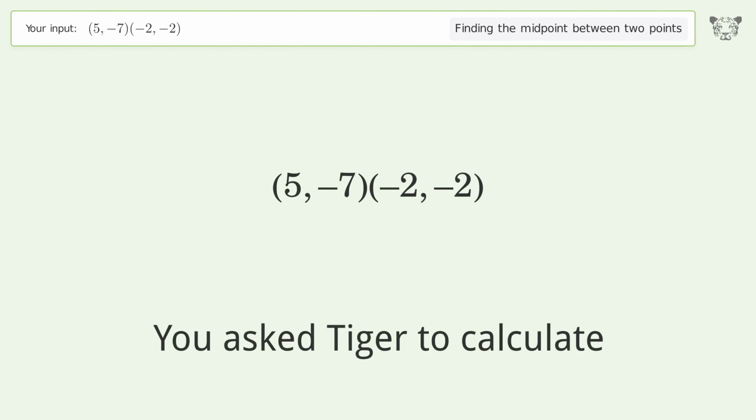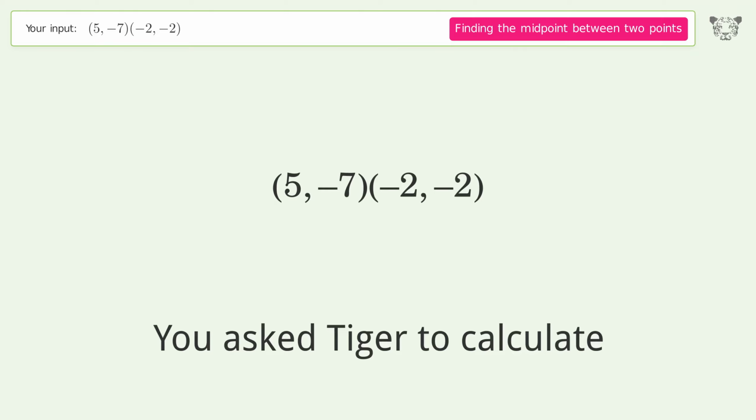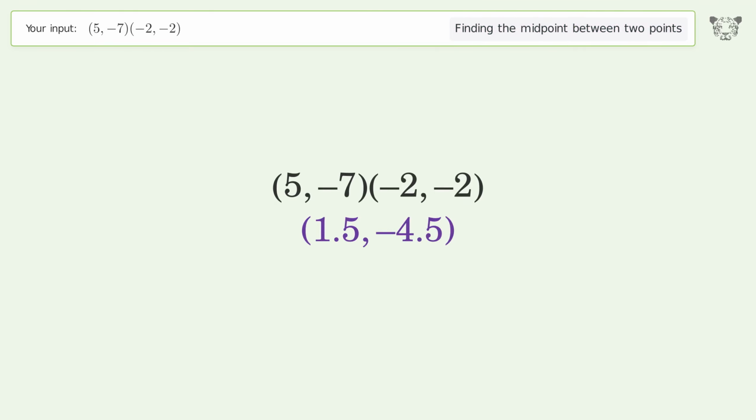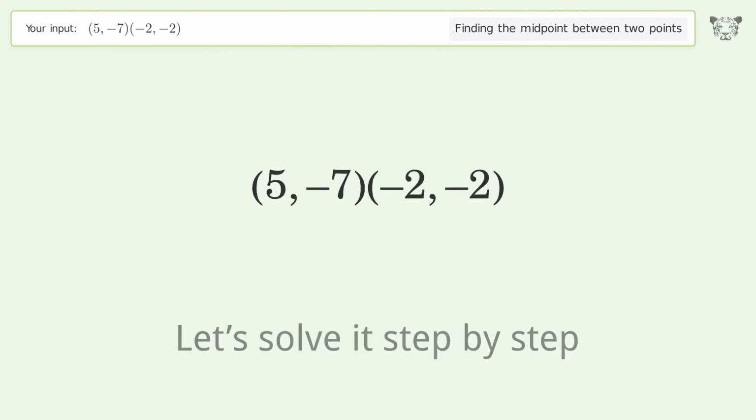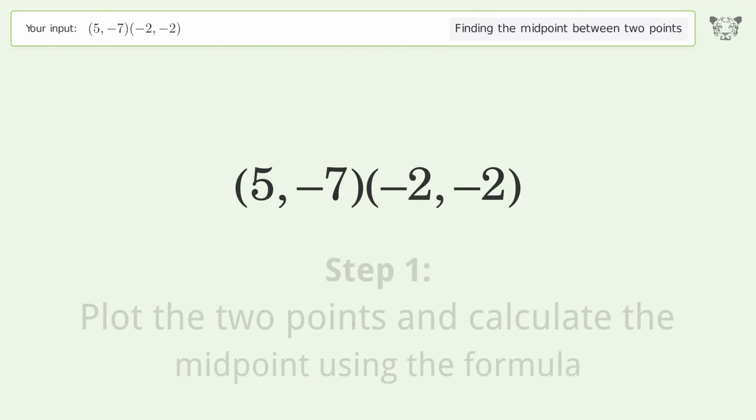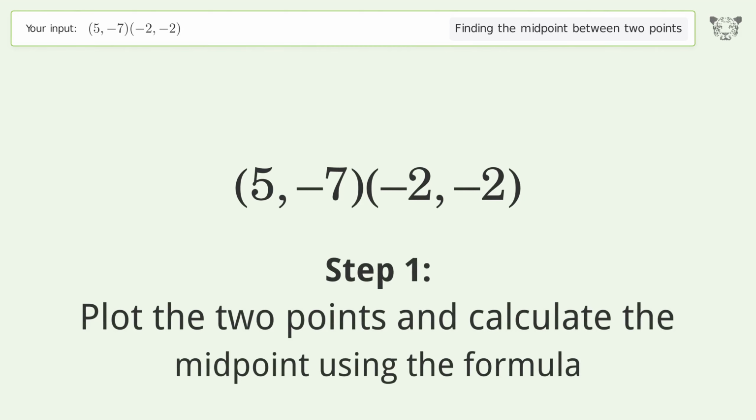You ask Tiger to calculate. This deals with finding the midpoint between 2 points. The midpoint between the 2 points is 1.5, negative 4.5. Let's solve it step by step. Plot the 2 points and calculate the midpoint using the formula.